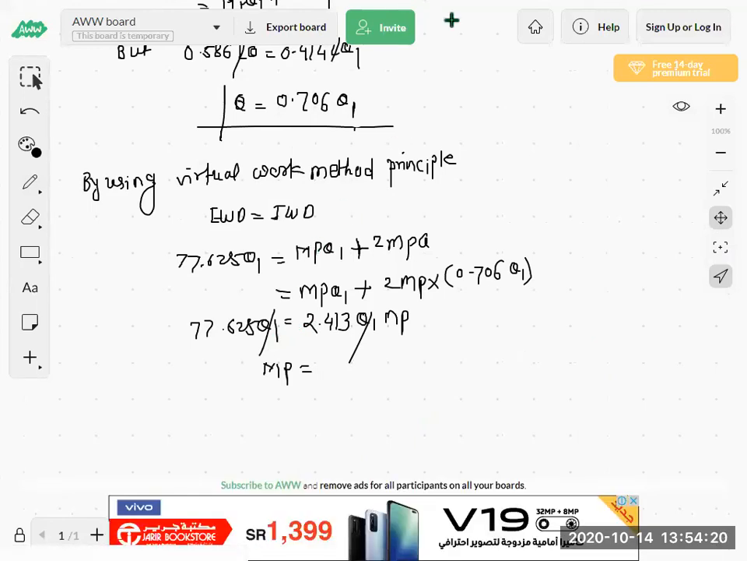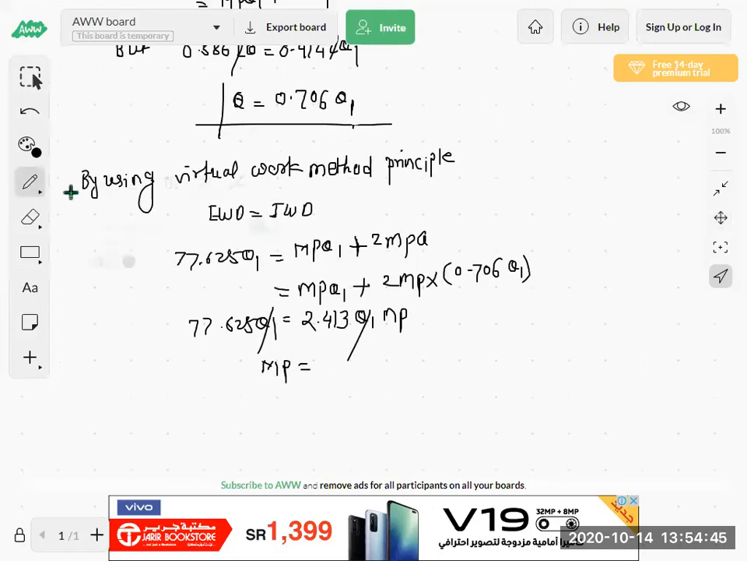How much is Mp? Kilonewton meter. Is this correct? Okay, 32.16 kilonewton meter. So this is the moment for span CD.